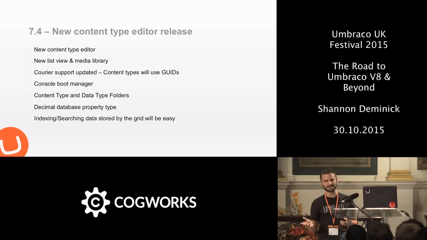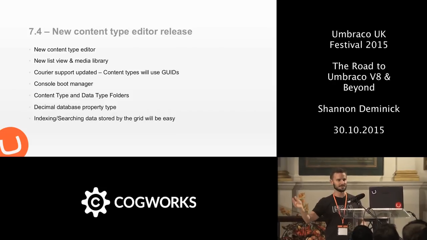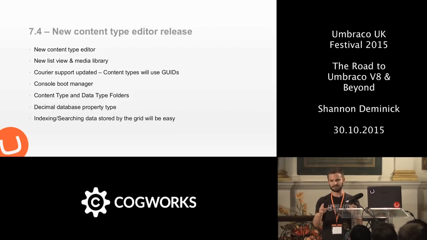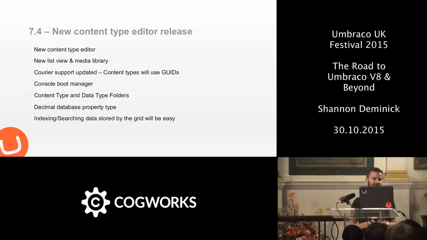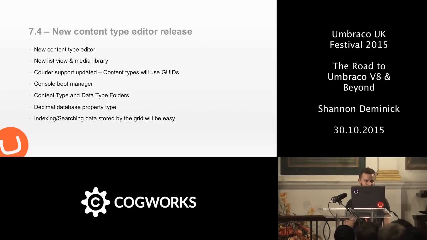Same with data types. Many people might have 100 data types, and instead of a giant tree, you can just have sections, so it's easier to navigate. So that's a cool new feature. It's actually pretty simple to implement, and I guess it's been a long time coming.